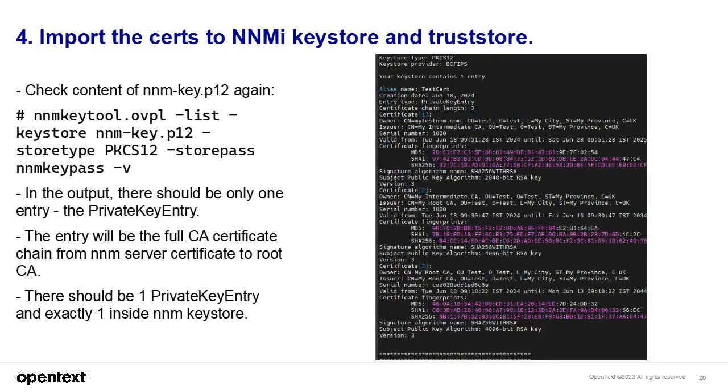When checking the content of the keystore, in the output, there should be only one entry, the private key entry. The entry will be the full CA certificate chain from the NNM server certificate to the root CA. There should be exactly one private key entry inside the NNM key store.